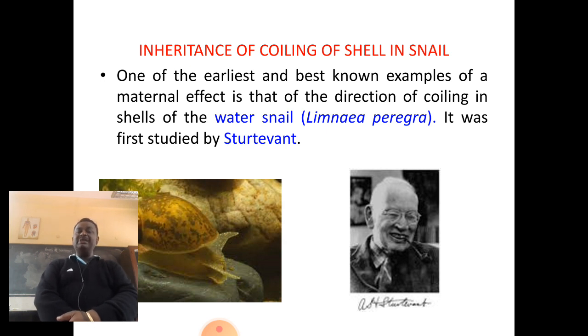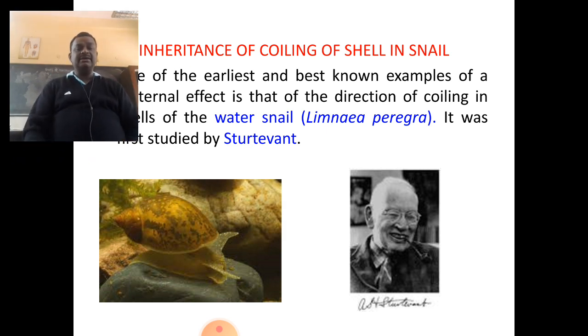So, the best example for explaining maternal effect is the direction of coiling, or chirality, of shells of the water snail technically called Limnaea peregrina. It was explained first by Sturtevant in 1923. Students, remember that Boycott and Diver were the scientists who in the same year, 1923, explained the coiling types of shells in Limnaea, but the pattern of inheritance was explained by Sturtevant. Down in the picture you can see towards the left side the organism Limnaea, and towards the right side the photograph of Sturtevant.